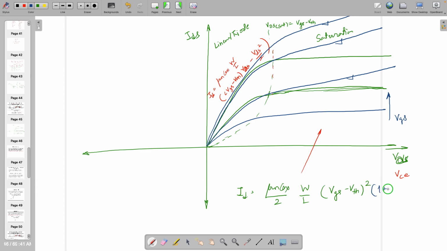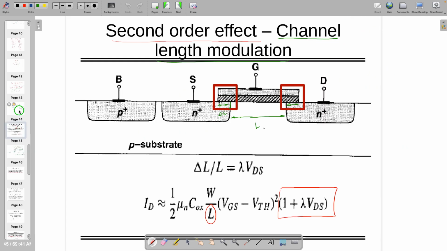In the presence of slope, this is the equation. And the beauty of this device is that the lines are meeting at one point only. It has some value, let's call it VA or something. No problem. But it meets only at one point. So this is what is happening, similar to BJT, but this is channel length modulation, and that changes the equation.